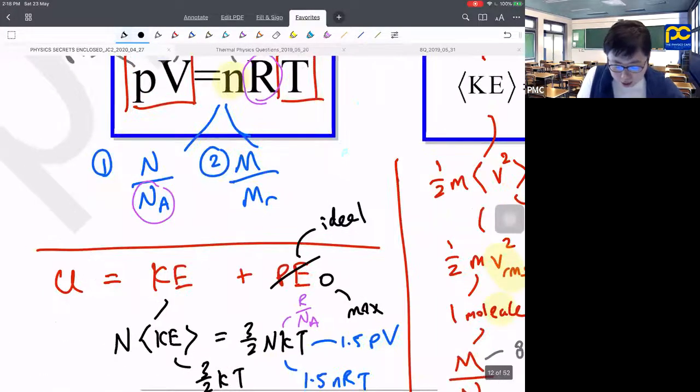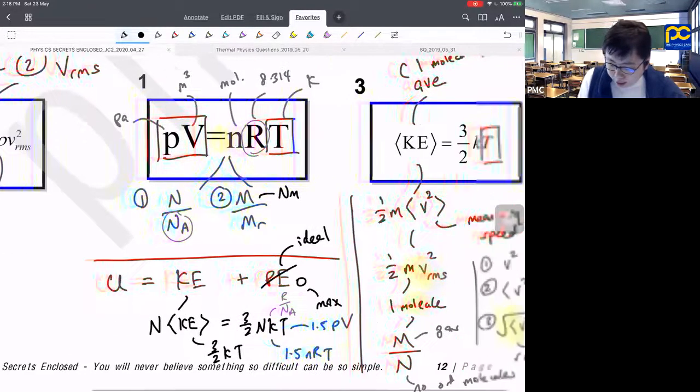Do you remember this one? You want to write down or not? This one is big N but small m. Am I right? Where big N is the number of molecules. I'm very particular about this. And then when you talk about average KE, then the mass will be the small m.